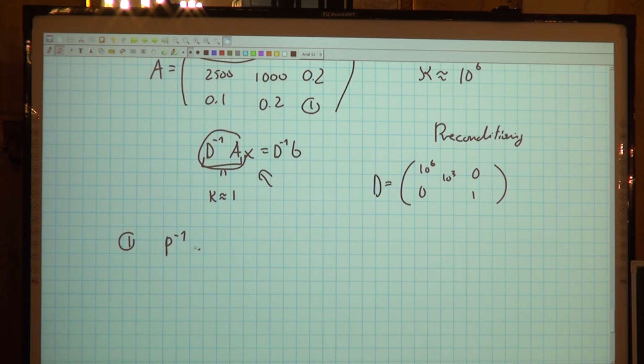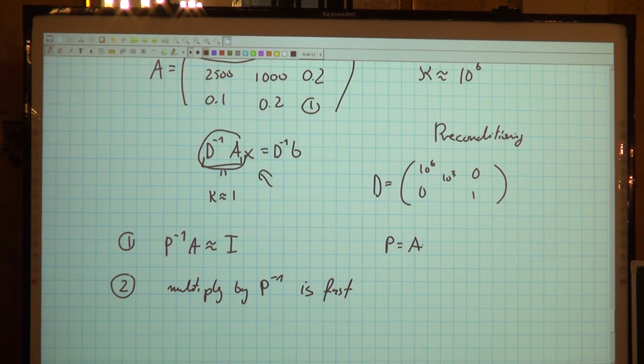So roughly you would like P⁻¹A to be roughly the identity, so it's something with a good condition number. And on the other hand, you want multiplying by P⁻¹ to be fast. What I mean by that is, of course, if I just take P to be A, then P⁻¹A will always be the identity, so it will always be very well conditioned.